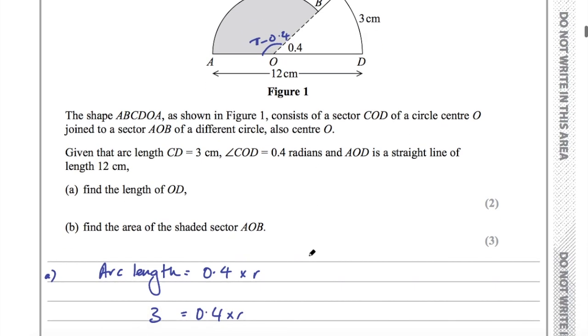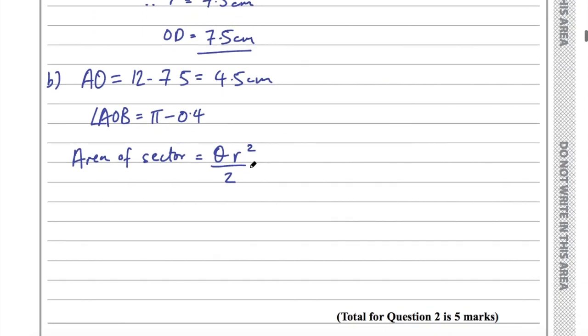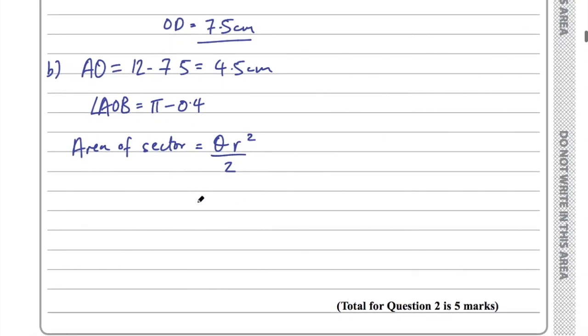I can work out the area of that sector using the area of a sector formula. Now the area of a sector, if you're talking about radians, it's just the angle times the radius squared divided by 2. It's a bit different if you're talking about degrees, but if it's radians then it's a bit more simple. So we can take that angle, which is pi minus 0.4, times r squared. R was 4.5. And divide that by 2.